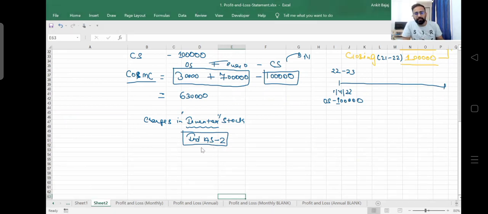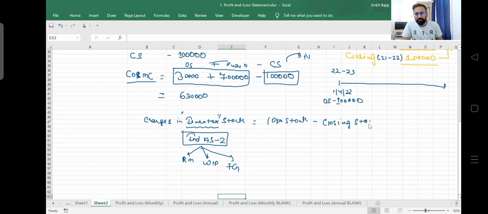In Ind AS 2, the definition of inventory is given. It includes raw material, it includes WIP, it includes finished goods also, right? Now, what is the formula for changes in inventory? The formula for changes in inventory is opening stock minus closing stock. This is the formula.